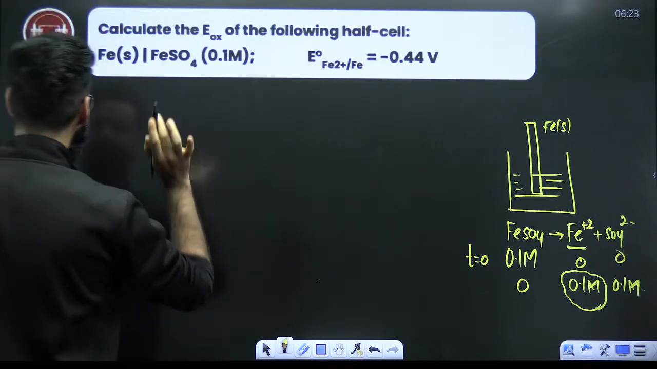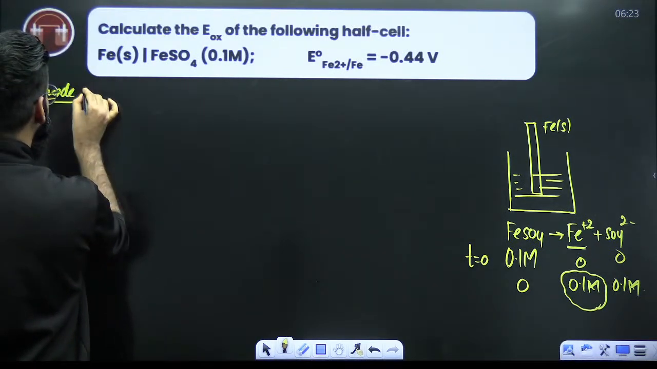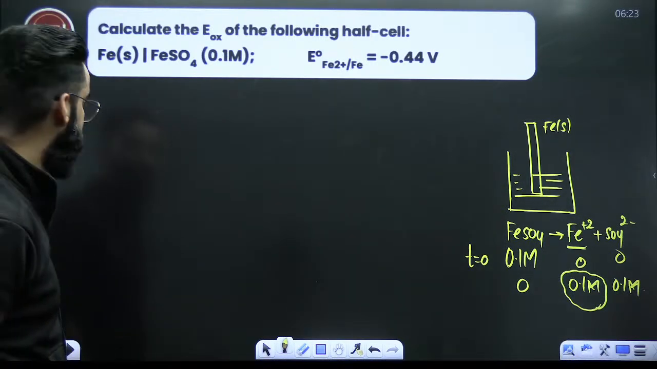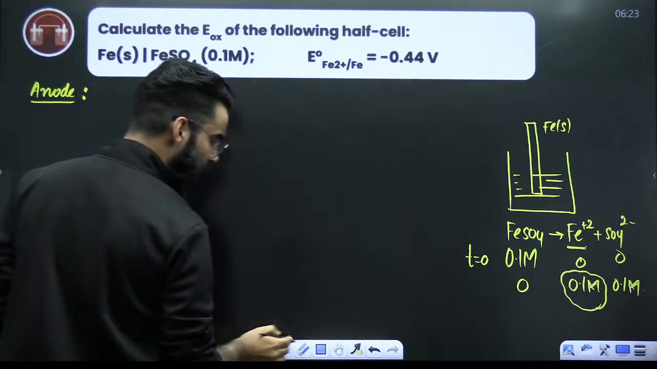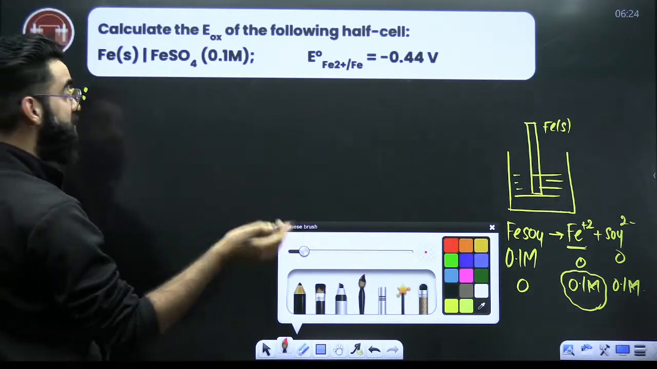To calculate the oxidation potential, I'll make sure that the electrode behaves like the anode, because at the anode only oxidation takes place, right? At the anode only oxidation takes place. Now have a look. What has to be the reaction? At anode, oxidation. Oxidation means loss of electrons.